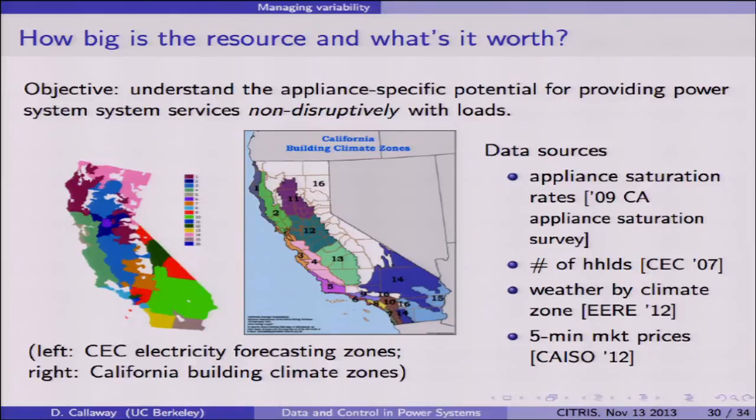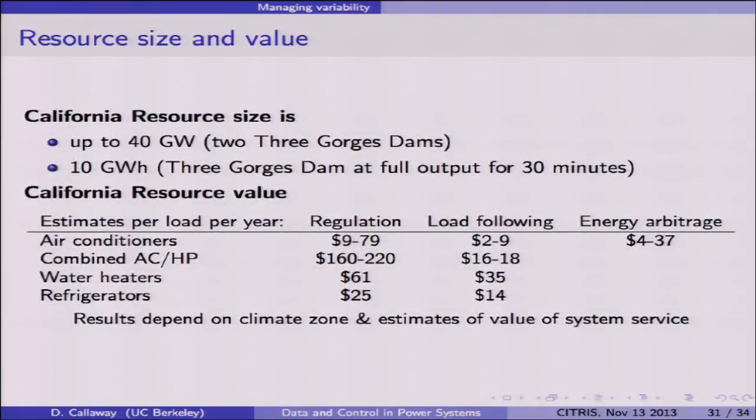And so then we said, well, given what we know about load penetration and climate in the state of California, what kind of resource potential is there? So we looked at air conditioners, heat pumps, water heaters, and refrigerators, and found that, just with residential loads, we've got 2 Three Gorges dams of power capacity. That's 40 gigawatts of capacity at the point in time when there's the largest amount of capacity.